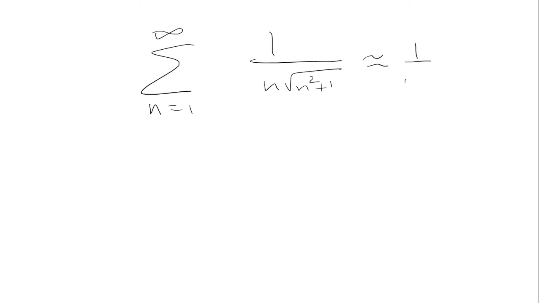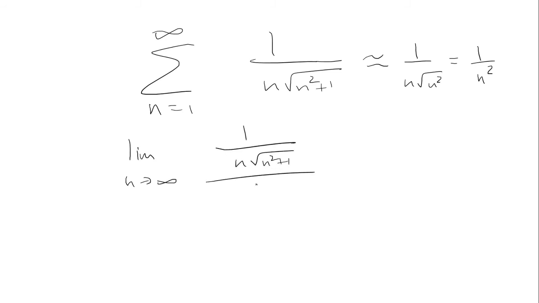All right, next example, we have the sum from n equals 1 to infinity of 1 over n times the square root of n squared plus 1. So this looks roughly like 1 over n times the square root of n squared, which is just 1 over n squared. So that's a good candidate to compare it to. So we're going to take the limit as n approaches infinity of my original series over 1 over n squared.